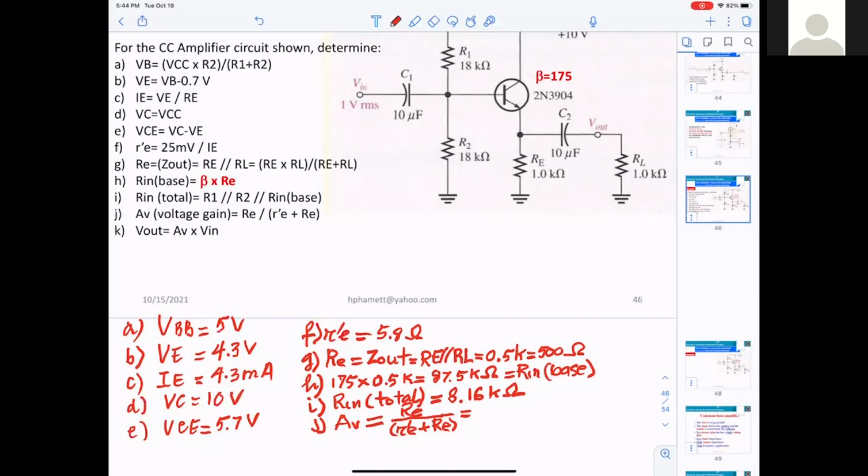I got 0.98 volt. 0.98, yeah, that is no unit. Again, yeah, 0.99. Okay, 0.99, right? That's okay. Unit will not be applicable.